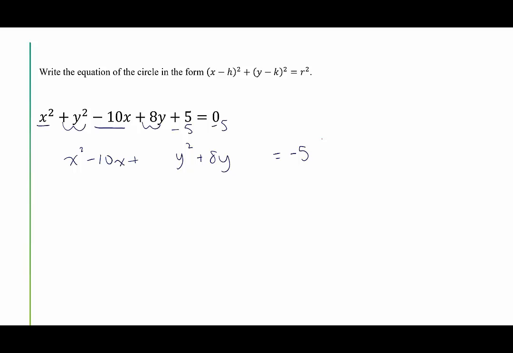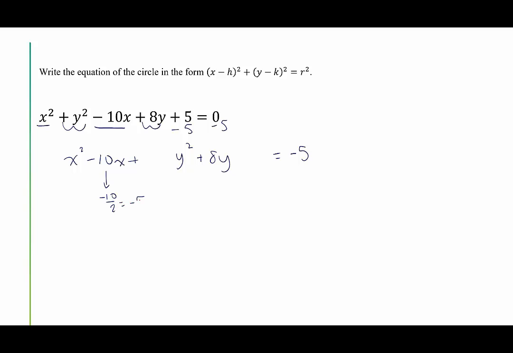Now you might be saying, wait a minute, that right-hand side can't be negative because it's going to be a radius squared, but we're not done yet, right? We're still going to be adding things to that side, so presumably we're not going to run into a problem. Starting with the x's, what do I need so that x² - 10x is the first two-thirds of a perfect square trinomial? Take -10, divide it by 2.